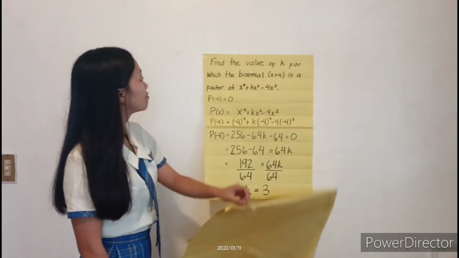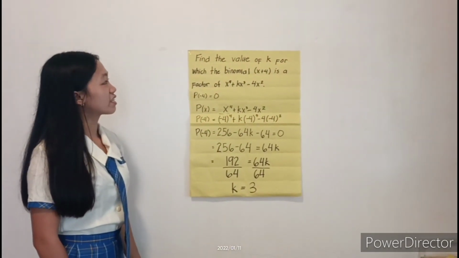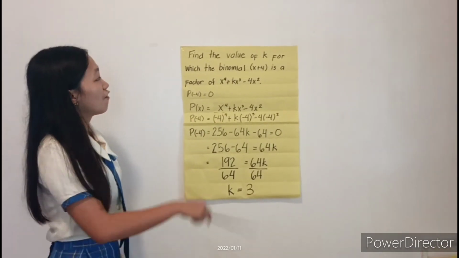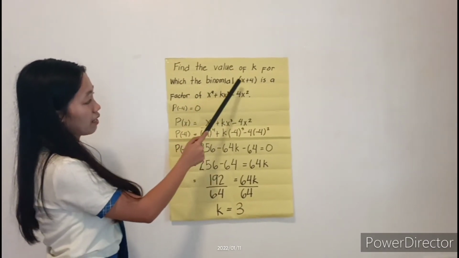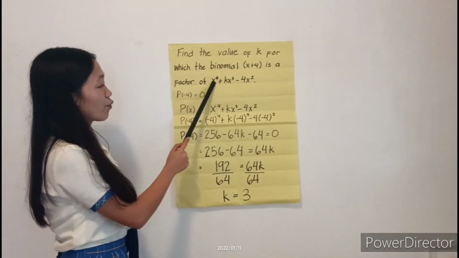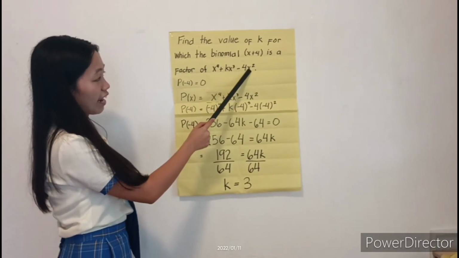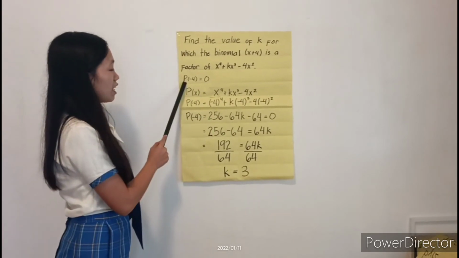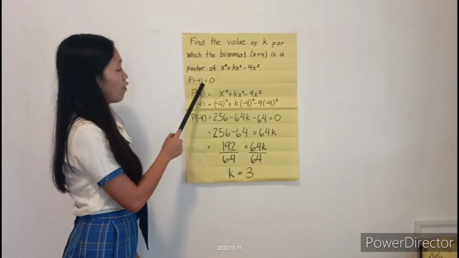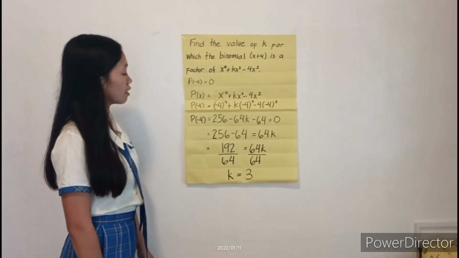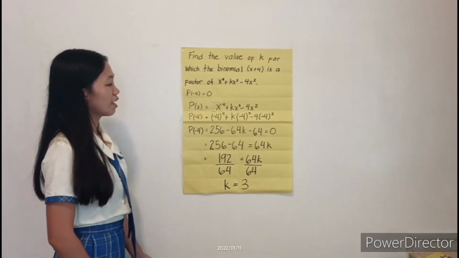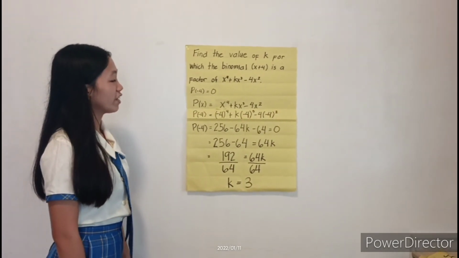Let's have example number 2, which is if one of the numerical coefficients is unknown in a given polynomial. Find the value of k for which the binomial x plus 4 is a factor of x raised to 4 plus kx cubed minus 4x squared. According to the factor theorem, p of negative 4 is equal to 0. So let's take the value of our x as negative 4, and let's substitute it to our dividend.